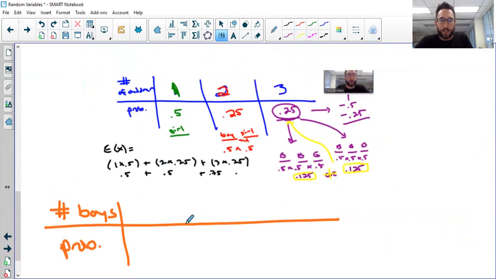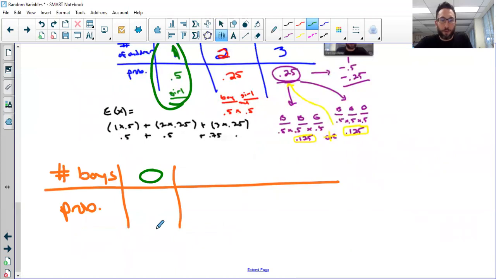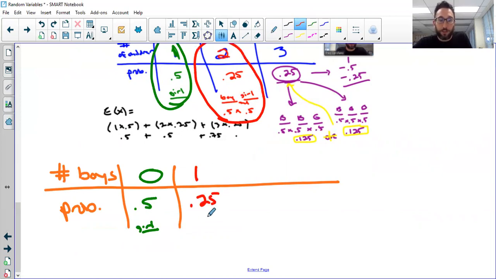So let's look at what we've got going on here. Well, in green, how many boys is that? 0 boys. The only way we have 0 boys is if it's a girl right off the bat. So that's that 0.5 probability. In red, that's not 2 boys. How many boys is that? That's 1 boy. So this probability of 0.25, the only way we have 1 boy is if it's a boy first and then a girl second.